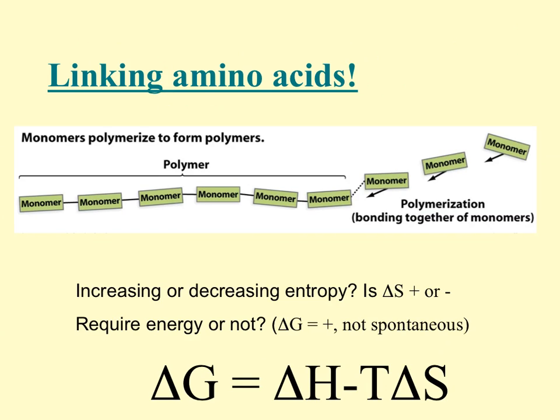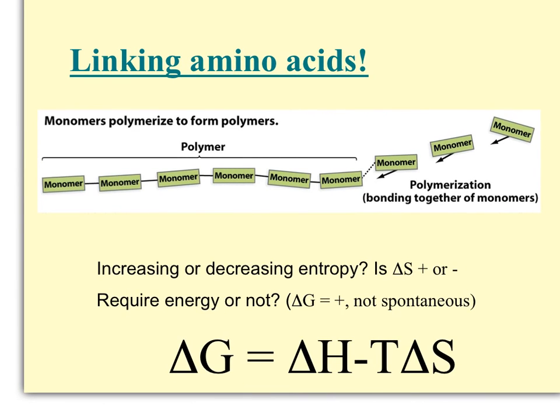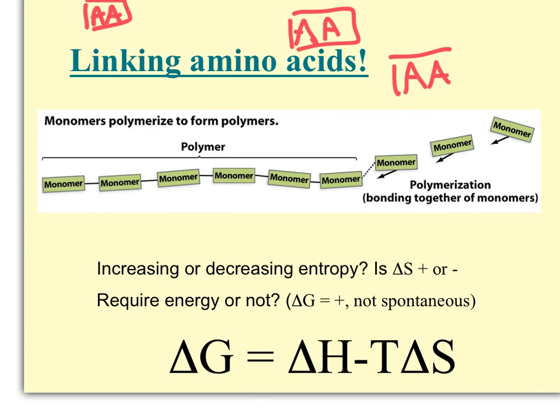Okay, well, when we start linking together amino acids, think about what is happening to entropy. Entropy is this concept of disorder. So is disorder increasing or decreasing when you start linking amino acids together? So here you have an amino acid, and here you have an amino acid, and here you have an amino acid. And when you start linking them together, you go from disorder to more order. So if these start getting linked together, now you have a chain.